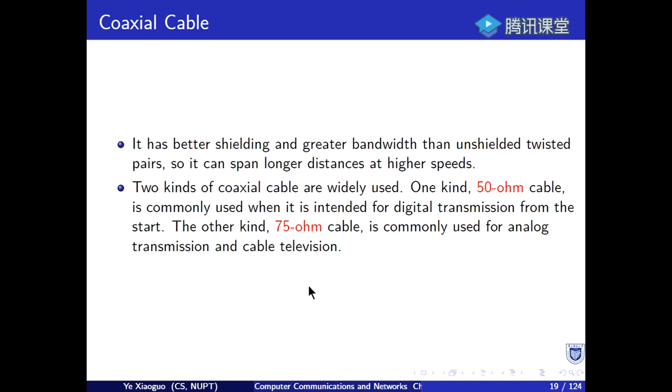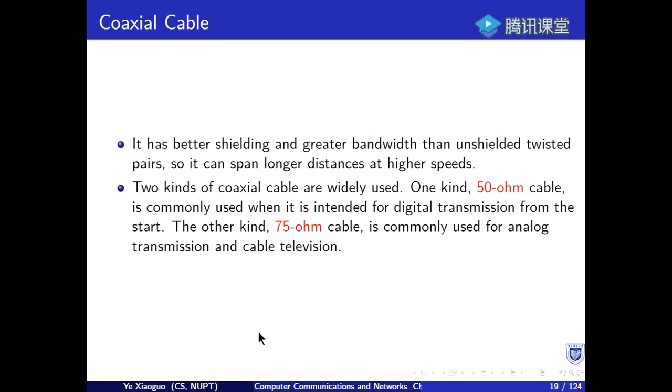Then the second wired media is coaxial cable. Coaxial cable has better shielding and greater bandwidth than unshielded twisted pairs, so it can span longer distances at higher speeds. Two kinds of coaxial cable are widely used.